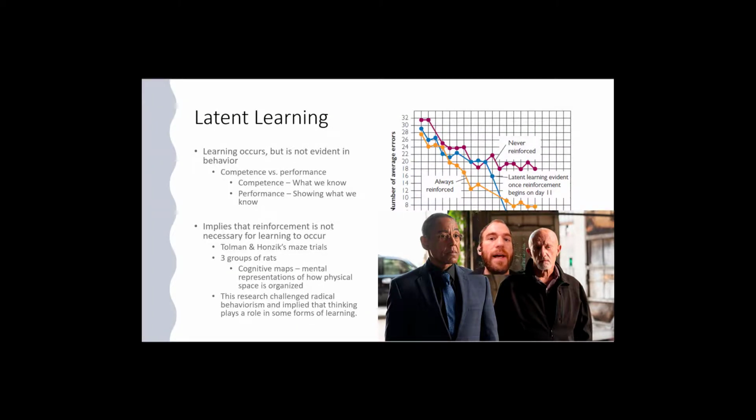So now I want to highlight one other point here, and that's latent learning. Learning occurs, but is not evident in behavior. Competence versus performance. Competence is what we know. Performance is showing what we know. So the idea here is that just because a rat or a human, in this case we're looking at rats, is not demonstrating a behavior, does that mean that they don't actually know the behavior, or do they know it and are just not performing it?